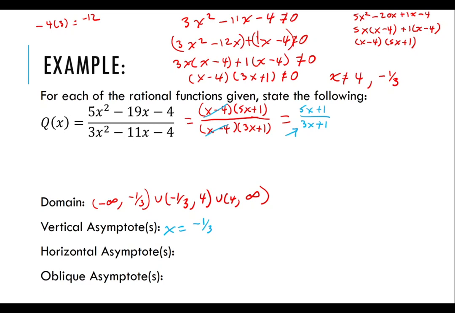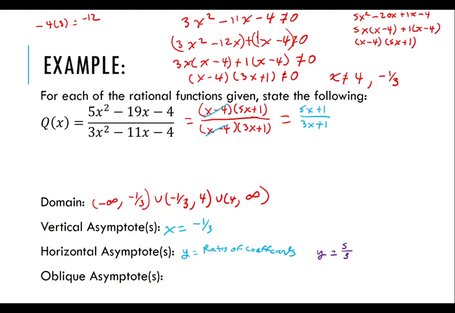Then, for horizontal asymptotes, we just need to make a degree argument. So, which has a higher degree? Well, notice that we have, at this point, reduced degree 1, degree 1. Since they're both degree 1 polynomials, then specifically, we have a horizontal asymptote at y equals the ratio of coefficients. Specifically, the coefficients are 5 and 3. So, 5 over 3 is my horizontal asymptote. So specifically, y equals 5/3. So that's my horizontal asymptote.